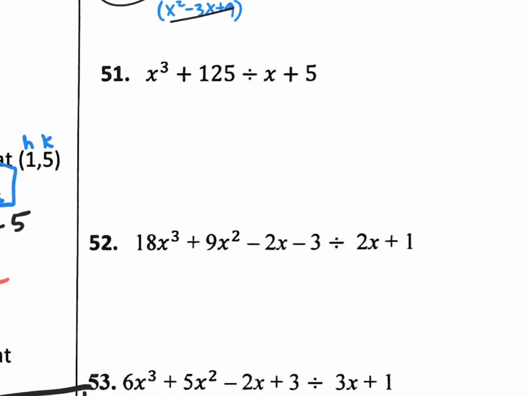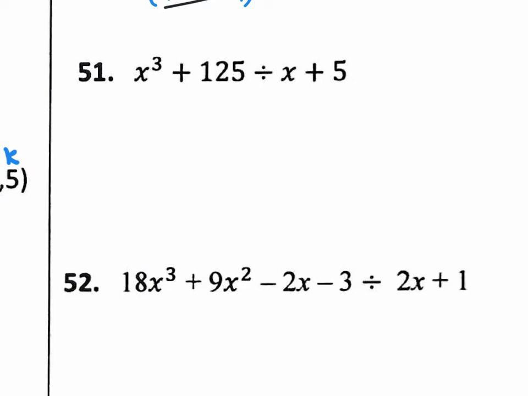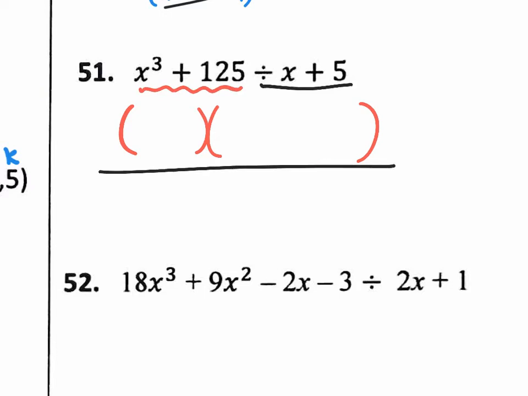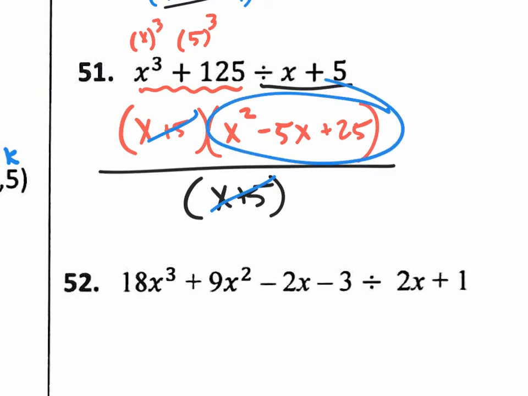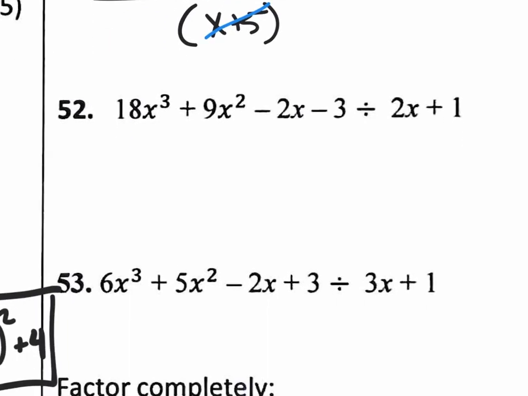Number 51, same concept, all right? Rewrite that as a binomial times a trinomial, and then this divided by x plus 5. Or you could use synthetic division if you want. But if you could see what cubed, that'll be an x. What cubed, that'll be a 5. So you really have an x plus 5, x squared minus 5x plus 25. So the x plus 5 and the x plus 5 cancel out. That's your quadratic trinomial answer on 51. You could have done that with synthetic division if you wanted to.